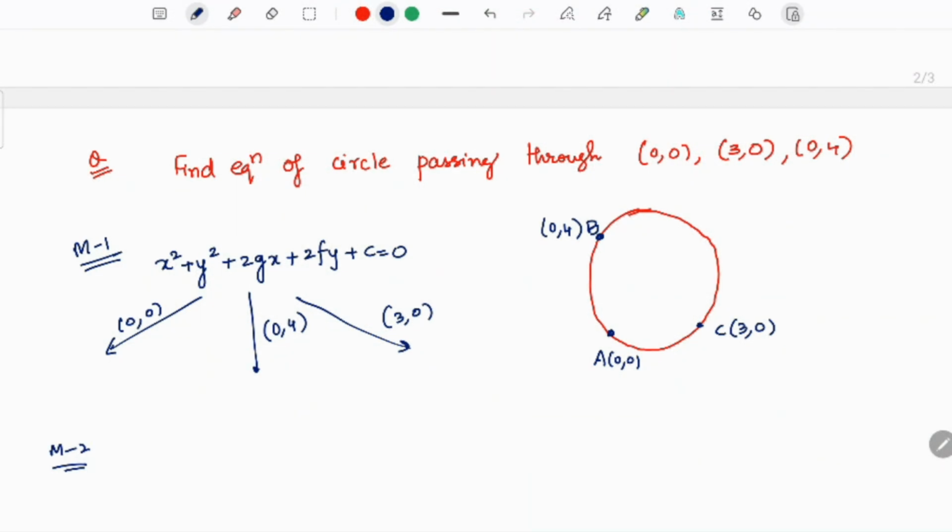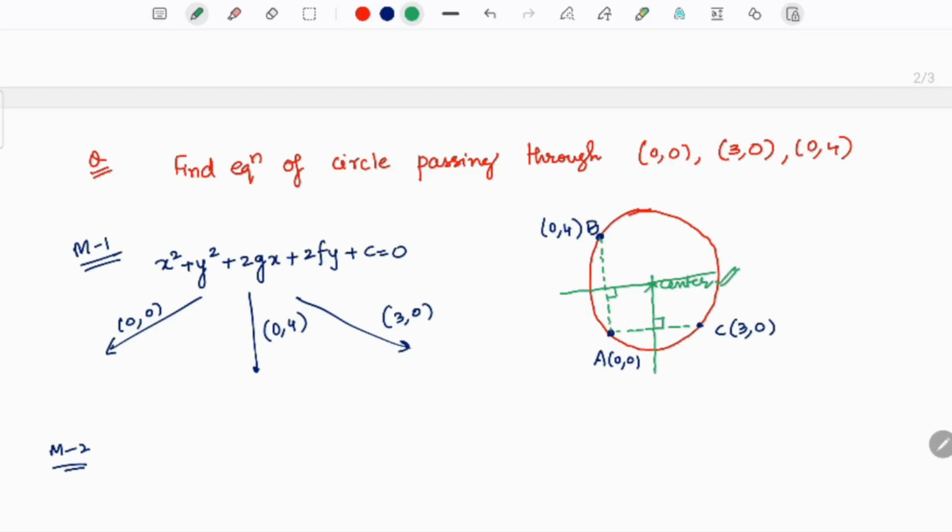Anyone? Second method. What can be done? Yes, the perpendicular bisectors of two chords pass through C. Yes, correct. You take this line's perpendicular bisector, that will pass through the center of the circle. And you take this chord's perpendicular bisector, that will also pass through the center of the circle. So the AC line segment perpendicular bisector and the AB line segment perpendicular bisector are both passing through the center of the circle. So you will get 2 diameters, solve the diameters, you get the center.